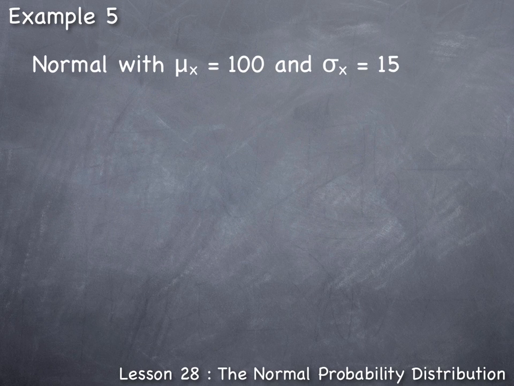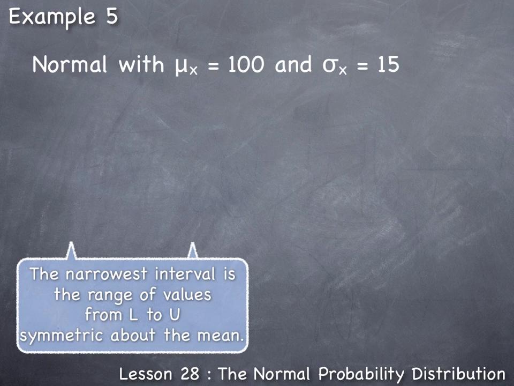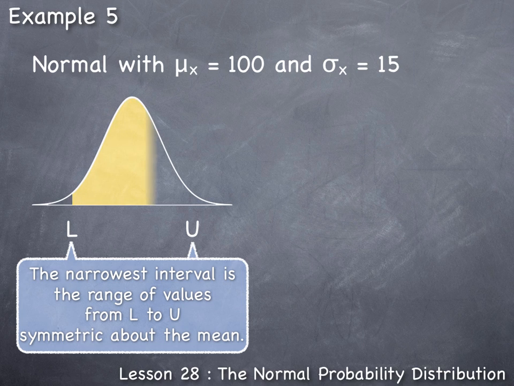Well, the narrowest interval is the range of values from some lower limit number L up to some upper limit number U, which is symmetric about the mean, such that 90% of this normal distribution of IQ scores contains 90% of all the people's IQ scores between it. Well, in this case, we're given the certain percentage, 90% fall within this range of values from L to U, and then we need to work to find the corresponding value or IQ score.